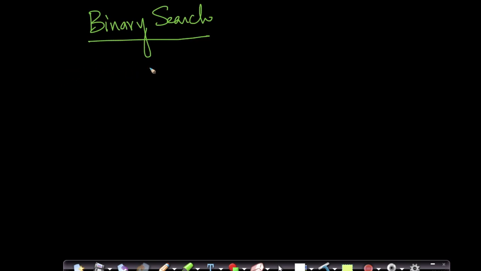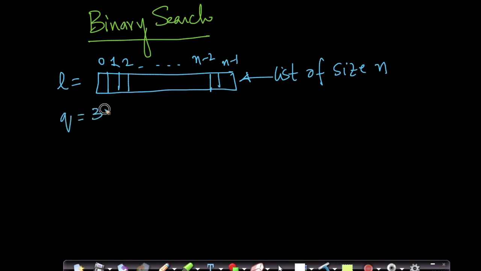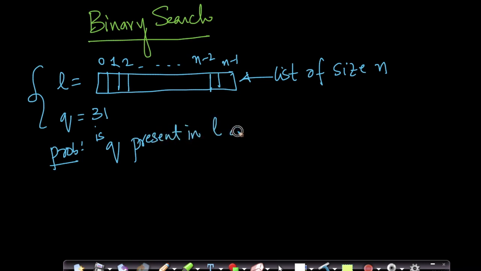So the problem that we looked at in the previous video was, given a list of n numbers 0, 1, 2, so on and so forth, n minus 2 and n minus 1, right? This is a list of size n, and this is a list L, and given a query point, let's say 31, the problem was: is Q present in L or not, right?